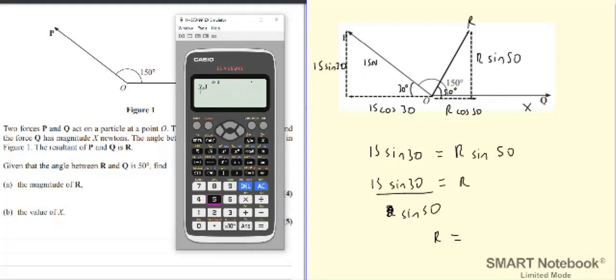And if we work that out, sine 30 is a half, so 15 times a half is 7.5, and then I've got sine 50 here. Close brackets, and we get R equals 9.79. And we haven't used gravity, so we can round that to 3SF. Okay, any questions there? Does that make sense?